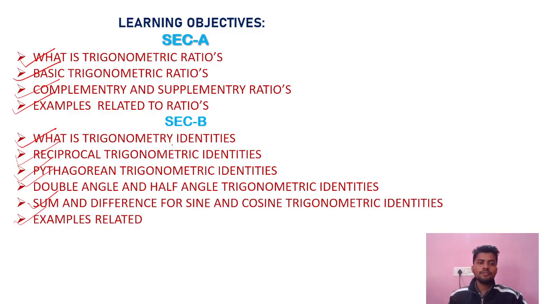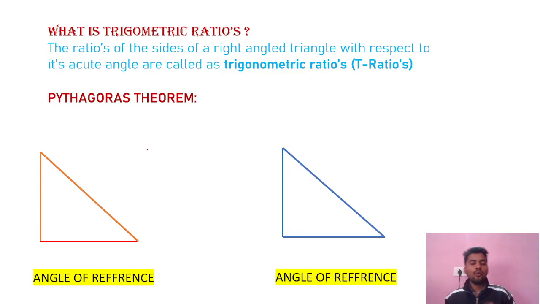Now, first we will see what we mean by trigonometry. Trigonometry is made from a Greek word, trigon. Trigon means triangle, and metry means measurement. So triangle measurement is related to trigonometry. So let's move. Now, what is a trigonometric ratio?